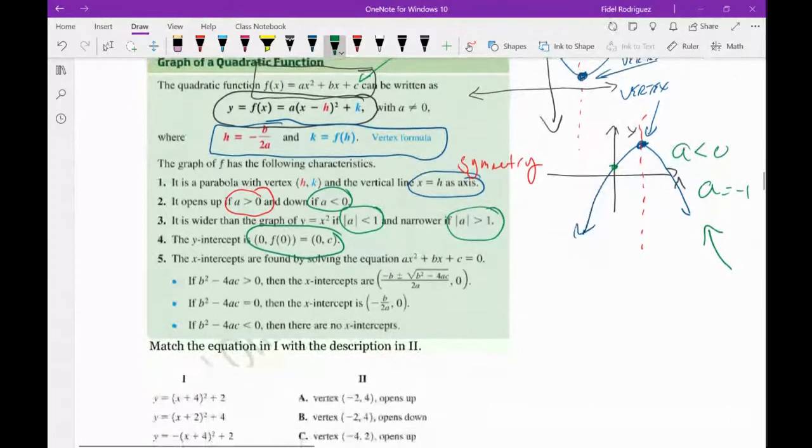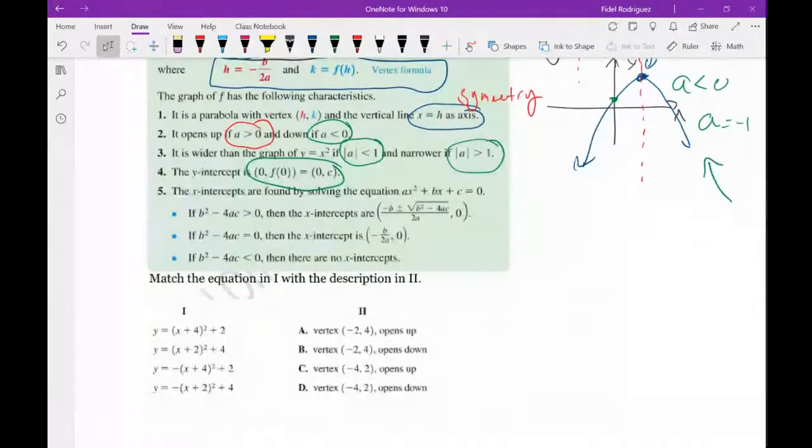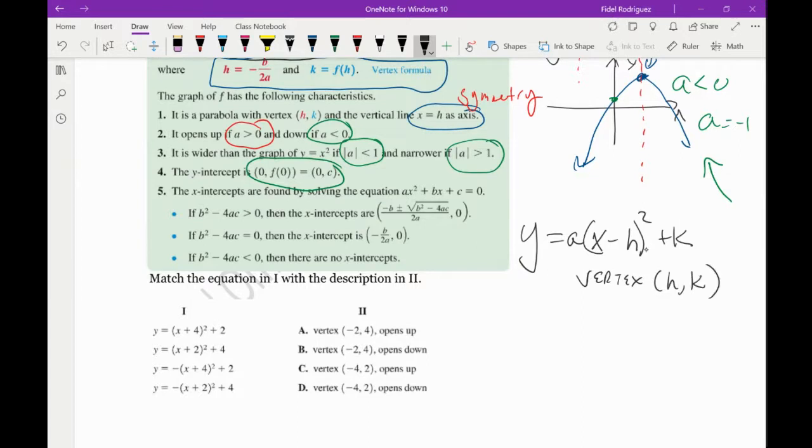The problem that I have here is we want to see if we can match the equation in 1 with the description in 2. So the first thing I'm going to do is write out my basic form: y equals a times (x minus h) squared plus k, where our vertex is the point h and k.